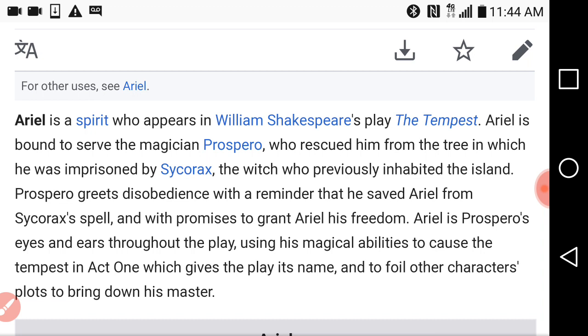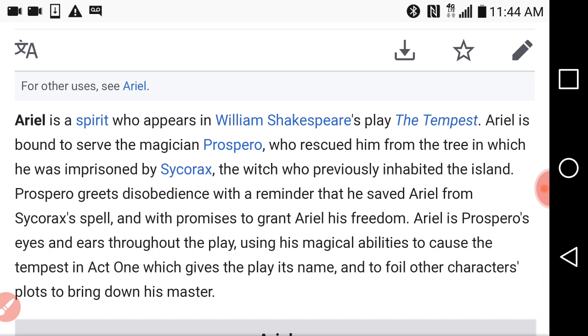So all these are always symbolic to the actual scriptures. It's how they do things, guys, in mainstream. They never give you the story or the real players. The witch who previously inhabited the island. Prospero greets disobedience with a reminder that he saved Ariel from Sycorax's spell. There's the promises of the devil, right? And with promises to grant Ariel his freedom. Ariel is Prospero's eyes. And again, when I say promises, imagine the politicians saying the same thing to you, right?